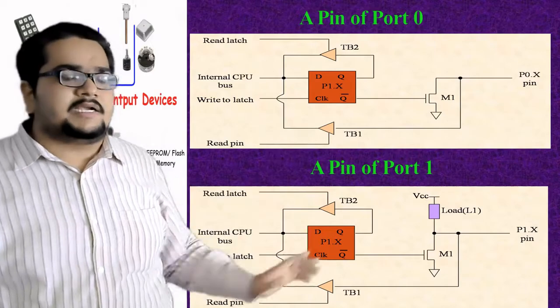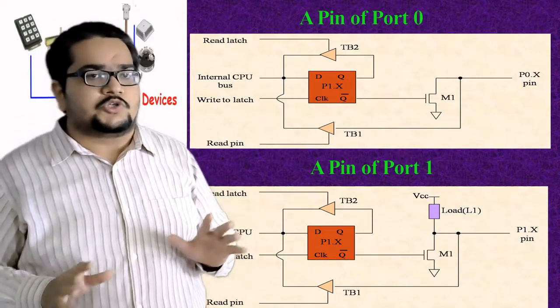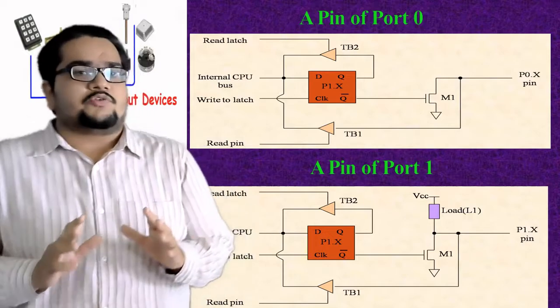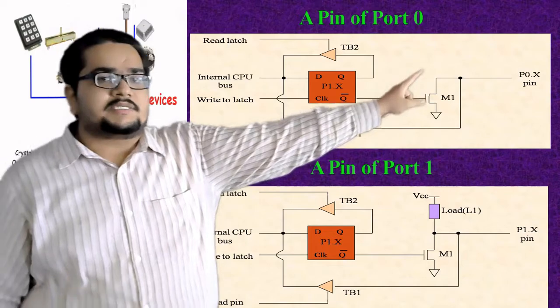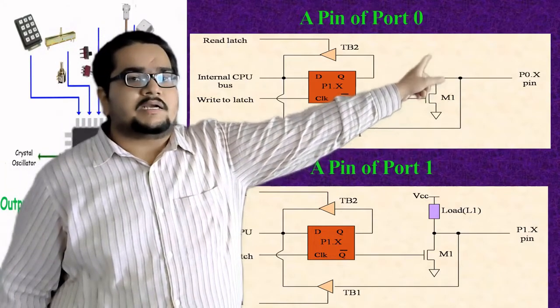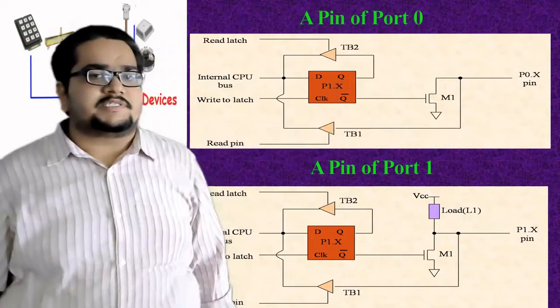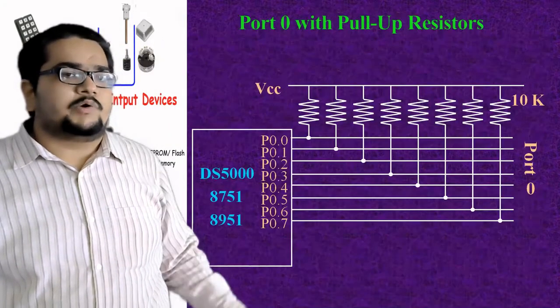Apart from that, the functionality is exactly the same as the other ports. The only thing is, whenever you wish to use port 0 as an input output port, you have to take an external resistor, connect one point of it to the drain of this transistor, and take the other point to VCC. This is how it is done.